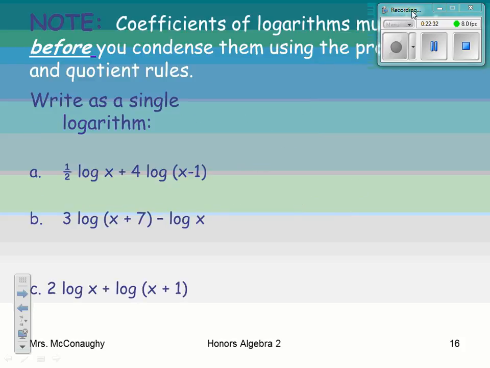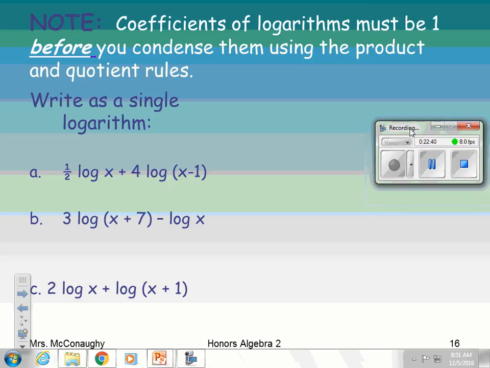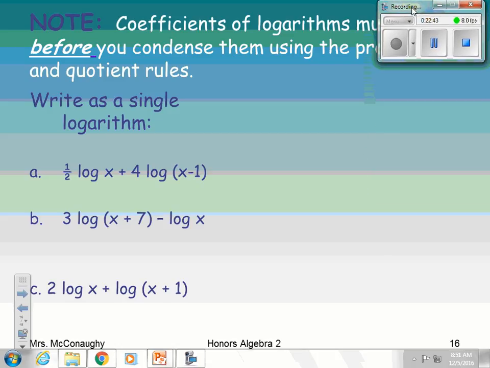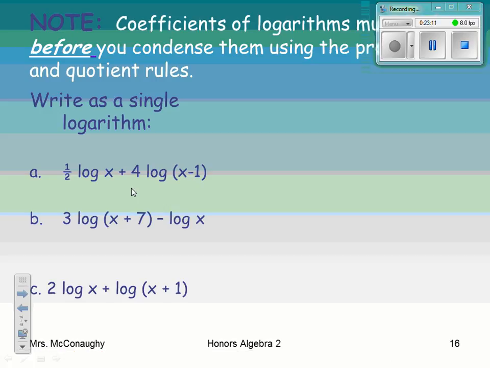Okay, now it says coefficients of logarithms must be 1 before you condense them using the product rules. So that means we've got to rewrite these coefficients. You know, this is just like in those other problems, we brought them down as powers. We got to put them back up as powers before we can condense these logs. So in A, I'm going to have to put that 1/2 back with the x. Now, ooh, we knew something special about x to the 1/2. X to the 1/2 could be rewritten as the square root of x, right?